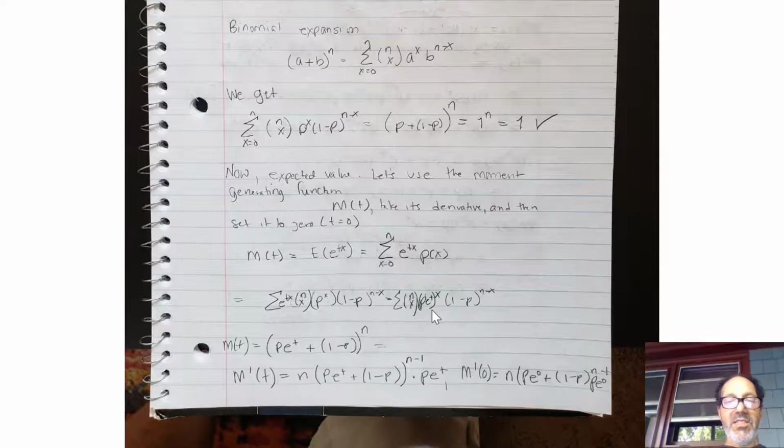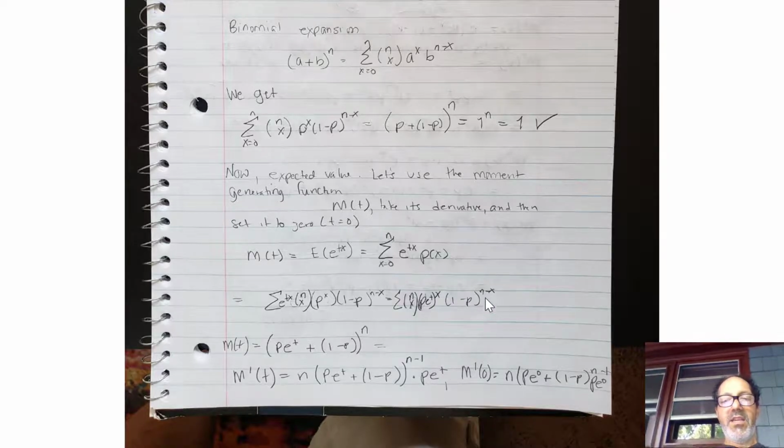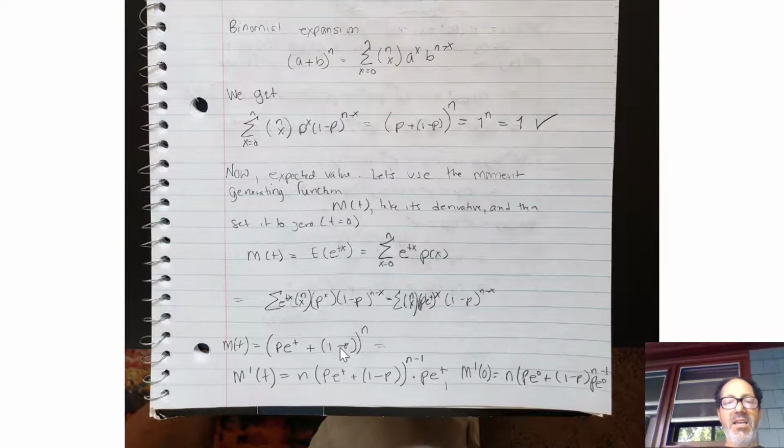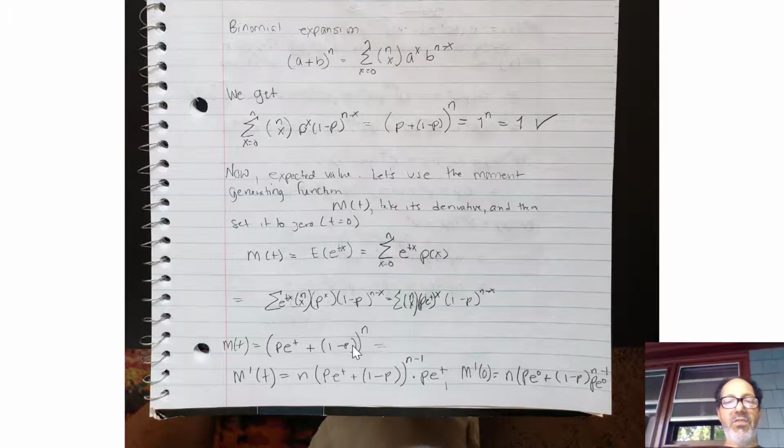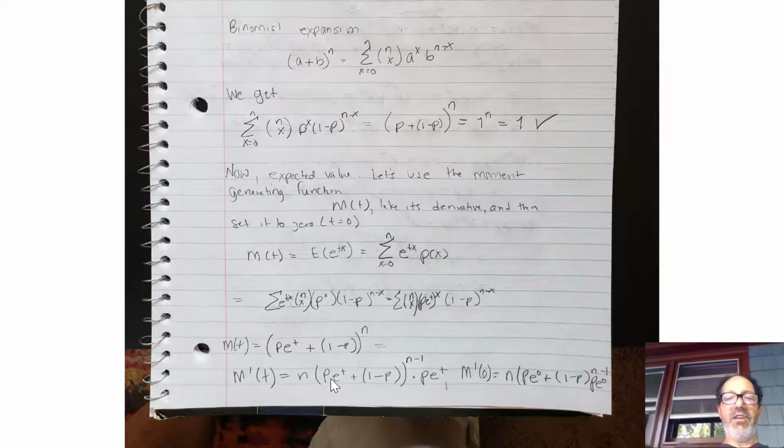We can simplify this a little bit and put these together, since both have powers associated with them. So we get p e to the t, to the x, times 1 minus p to the n minus x. Now we have a and b right here, so we can use the binomial expansion. a is p e to the t, and b is 1 minus p. So we get p e to the t plus 1 minus p, to the n. This is the MGF, moment generating function. We take its first derivative.